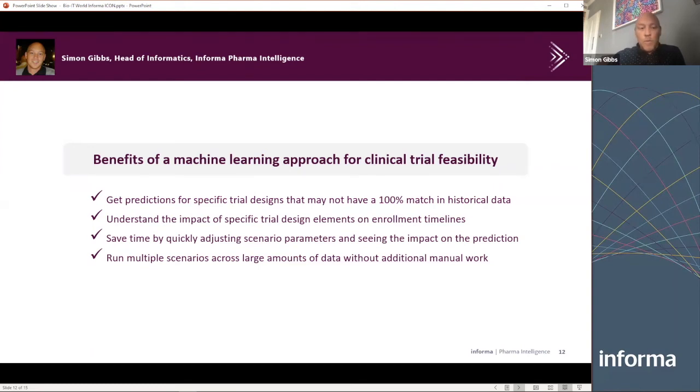We can certainly save time through the scenario modeling interface. It's intended to be highly iterative. The outputs and the predictions that are generated are in real time. So you can very quickly adjust those scenario parameters, see the impact of that scenario on the prediction, compare against previous scenarios that other members of your team may have created, and look to optimize that study design to deliver the best potential outcome in terms of enrolling patients.